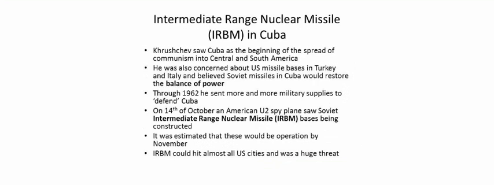And it's important to realise that these IRBMs would be able to hit most US cities and were a huge threat. And this therefore catalyses what we'll see soon in the second part, which is a desperate, rapid response over 13 days to try and deal with this crisis, which brings America and Russia probably closest to nuclear war that they've ever been, at least until the 1980s. So what is Khrushchev doing here?